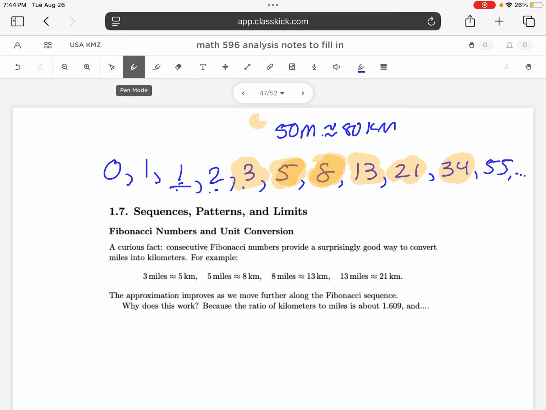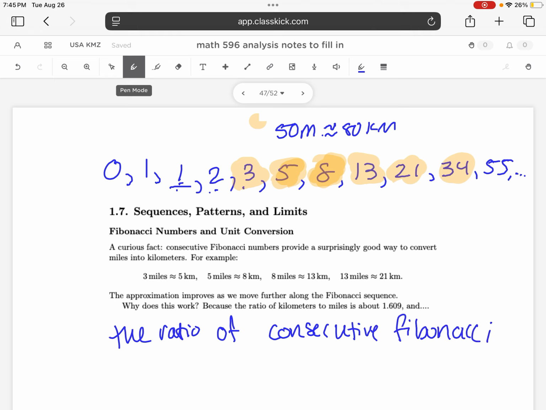Well, it turns out the ratio of kilometers to miles is roughly 1.609, and we can end up showing that the ratio of consecutive Fibonacci numbers is close to this. I'm just going to say close to this 1.609. And how do we formalize that though? Like close why, close how?